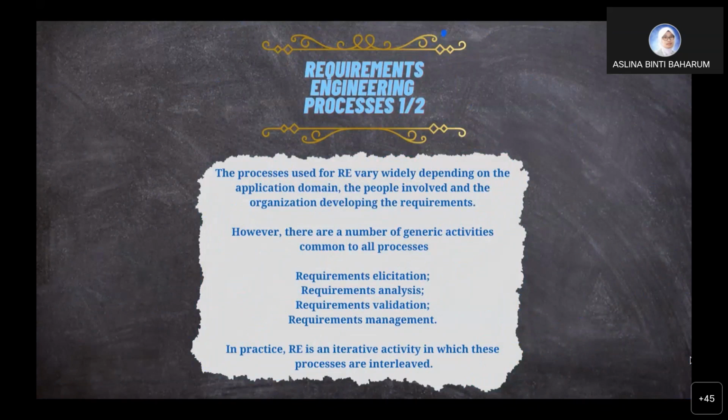Next, we have requirements engineering processes. The processes used for requirement engineering vary widely depending on the application domain, the people involved, and the organization developing the requirements. However, there are a number of generic activities common to all processes. It consists of requirement elicitation, requirement analysis, requirement validation, and requirement management. In practice, requirement engineering is an iterative activity in which these processes are interleaved.